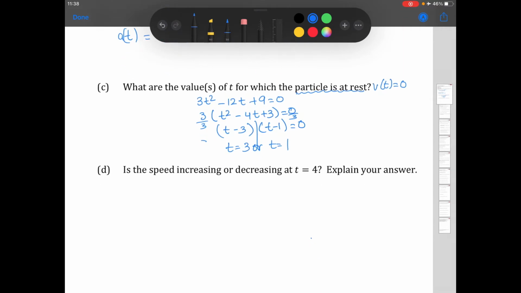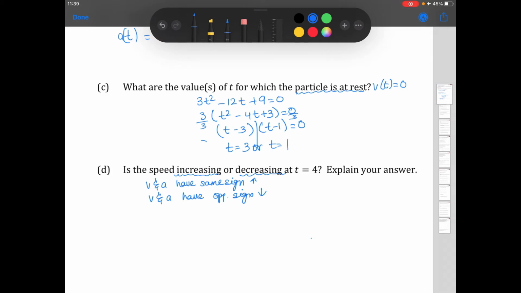Is the speed increasing or decreasing at t equals 4? Explain your answer. So again, whenever we talk about speed increasing or decreasing, we are comparing velocity and acceleration. So if your velocity and acceleration have same signs, it is increasing. If velocity and acceleration have different signs, or I would say opposite signs, your speed is decreasing or slowing down, whatever you want to say.